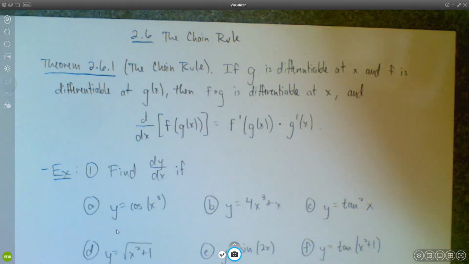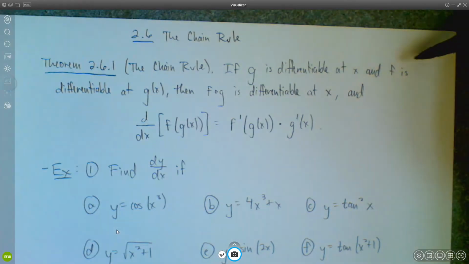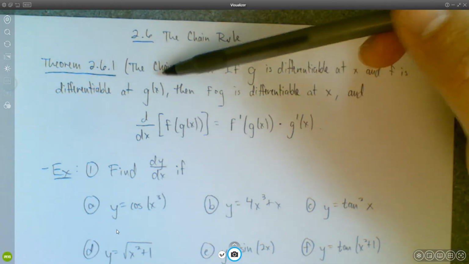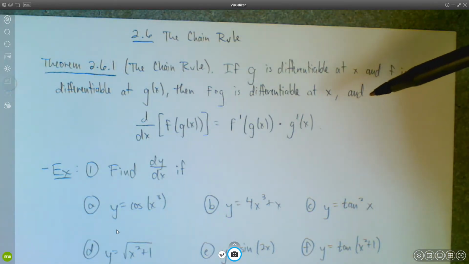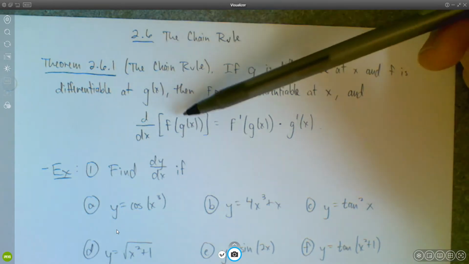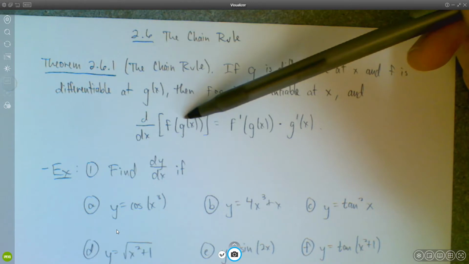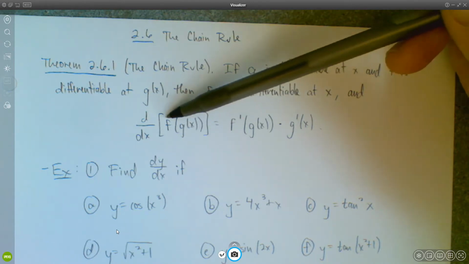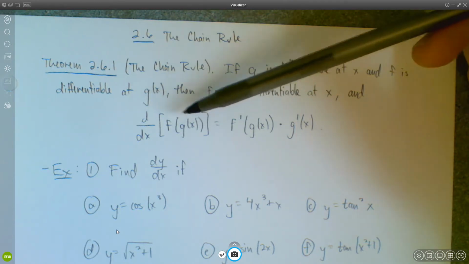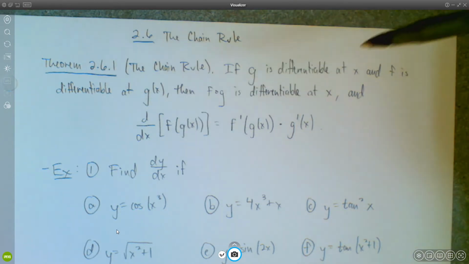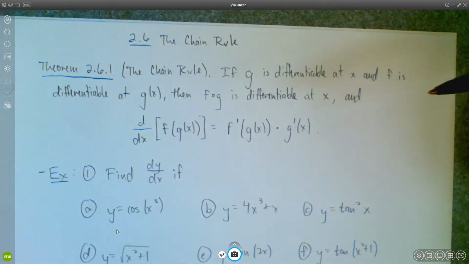But here's what the chain rule says. If g is differentiable at x and f is differentiable at g of x, then f of g is differentiable at x. Ooh, that's kind of weird, right? Well, here's why. We need g to be differentiable at x, and then g of x is going to be the input for f, so we need f to be differentiable at g of x. And if that's the case, then f of g is differentiable at x.